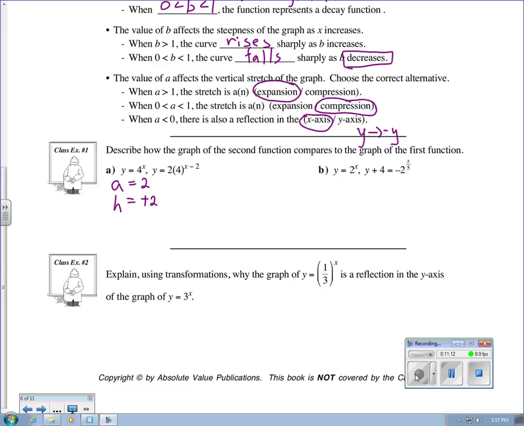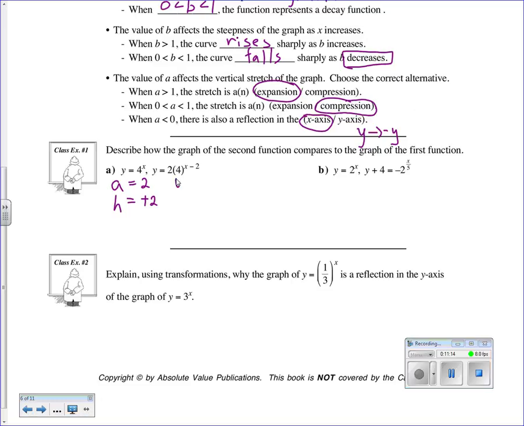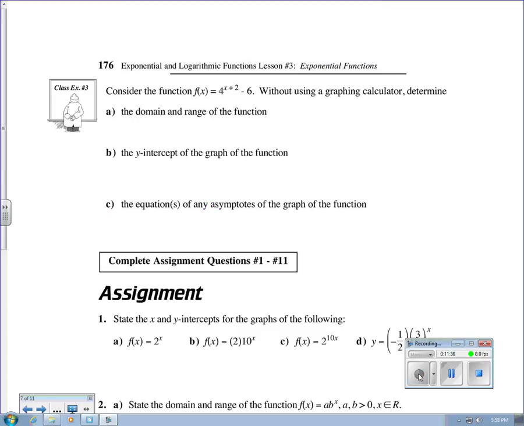I see my a value at 2. That's a vertical stretch of 2 about the x-axis. I see my h value at 2. Not sure how you like reading h, but I have a horizontal translation, 2 units to which direction? Trying to stay within my time limit without using a graphing calculator. Remember, you always have one, so that's nice to deal with.